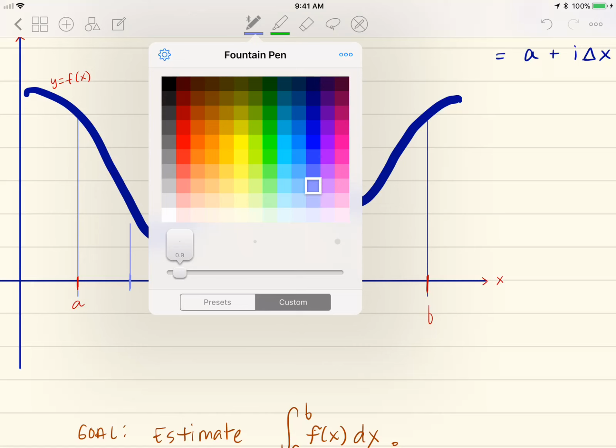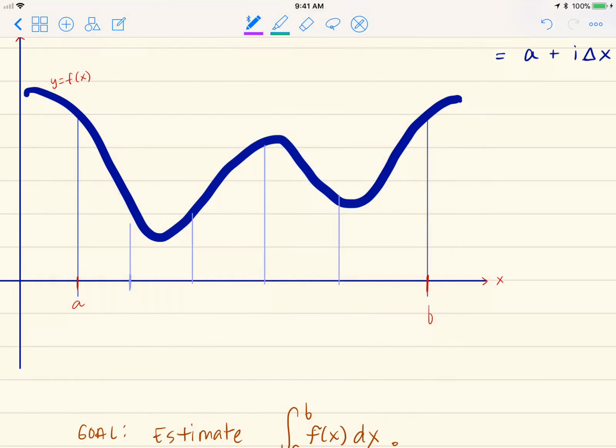According to our notation, a is going to be x naught, x1 is the left endpoint of our second interval, x2 is the right, so we've got our endpoints here, x4, and then b is equal to x5. So always a is x naught and b is x5.